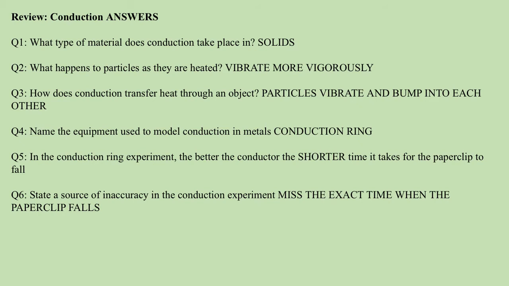That's our key points then. Name the equipment used to model conduction in metals. That is a conduction ring. In the conduction ring experiment, the better the conductor, the shorter the time it takes for the paper clip to fall. Remember, if it's a better conductor, it's going to heat up quicker. And then question 6, state the source of inaccuracy in the conduction experiment. We can miss the exact time when the paper clip falls.